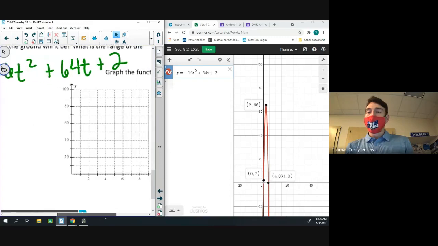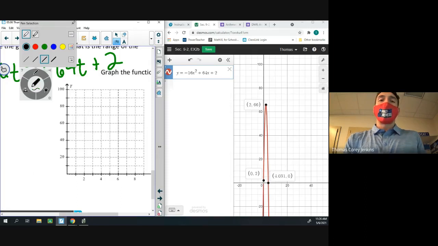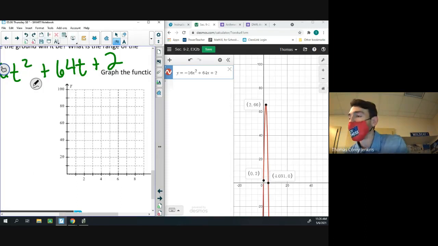So I'm going to copy basically those 3 key points as accurately as I can get them onto my graph, and then we'll analyze from our graph, okay? So 0, 2, if I'm counting by tens, that's going to look a lot like 0, 0, so just barely above the ground, right? Then it goes up to 2.66, that's going to be my vertex. So on my x-axis, I'm counting by 2 or 1s.